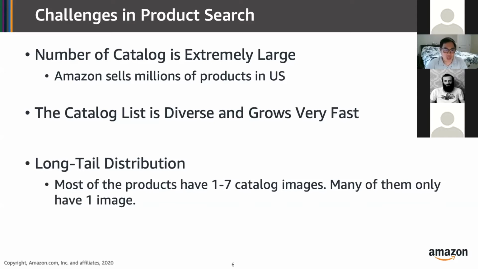And as a nature of instance level recognition, it has a very long tail distribution. Most of the products only have say 1 to 7 catalog images, and many of them only have 1 image. With such a large number of categories, plus each product having only a very small number of images, learning such a model is very difficult.